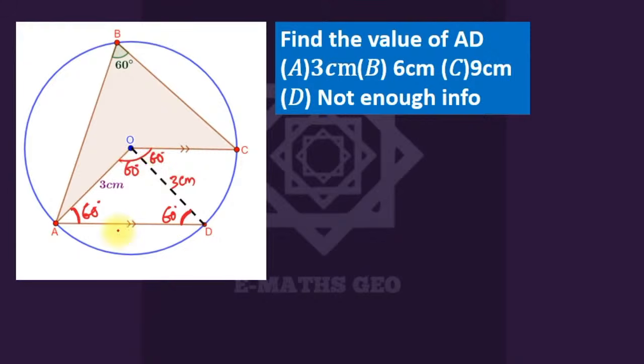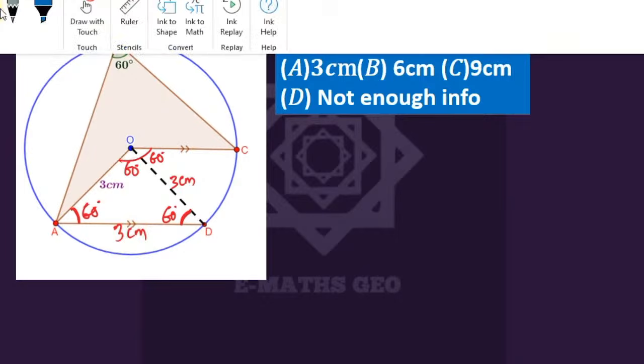So what do you have? We see that this is an equilateral triangle. So AD is now 3 cm since they have the same interior angle. So let's just state what we've solved.